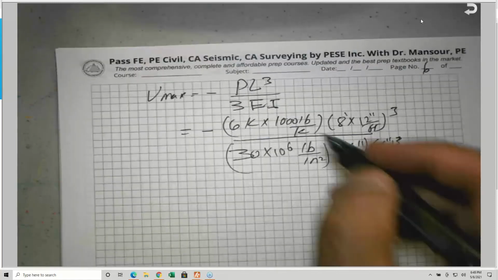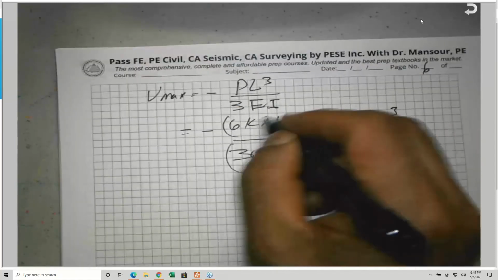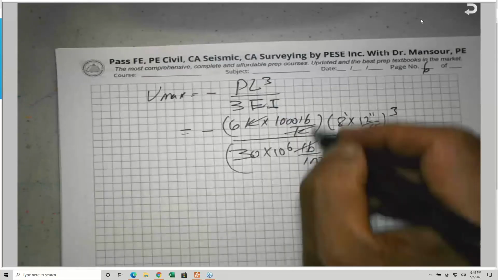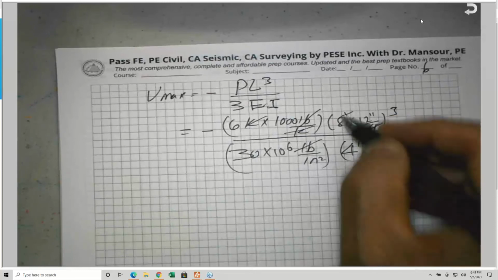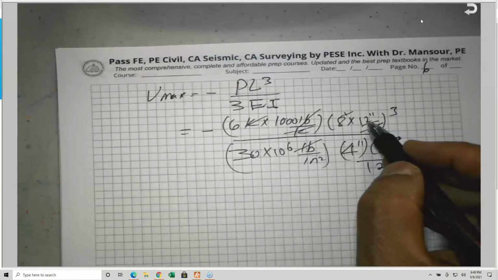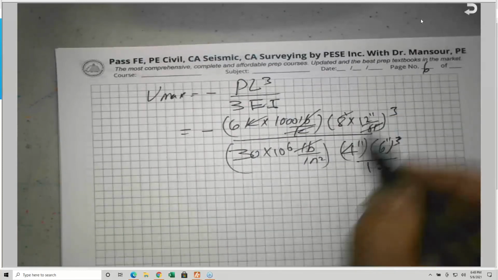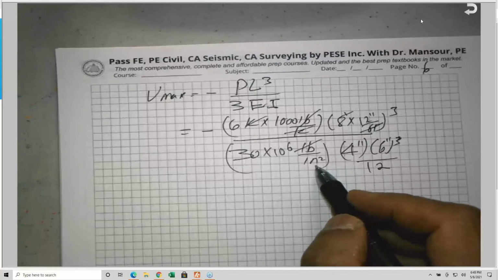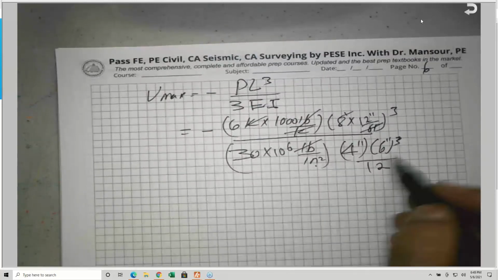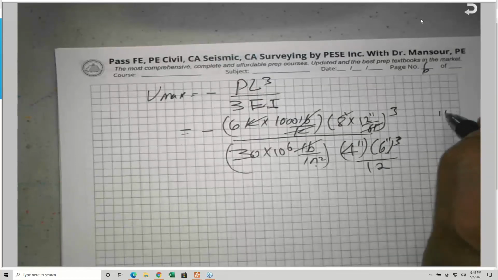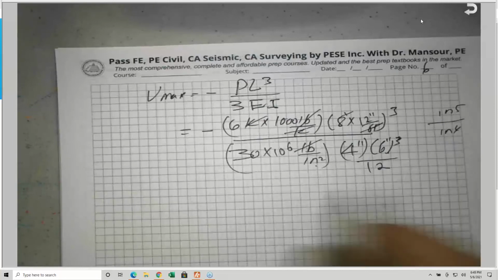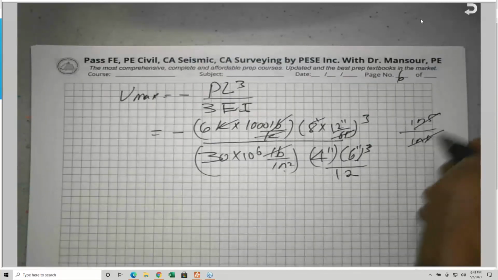So you'll find that a kip will cancel with kip. Pound will cancel with pound. Feet will cancel with feet. So this is inch cubed. And I have here inch squared. And I have here inch to the 4th. So you'll find the numerator is inch to the 5th power, and the denominator is inch to the 4th. So this will cancel with this, and the end result is going to be inches.